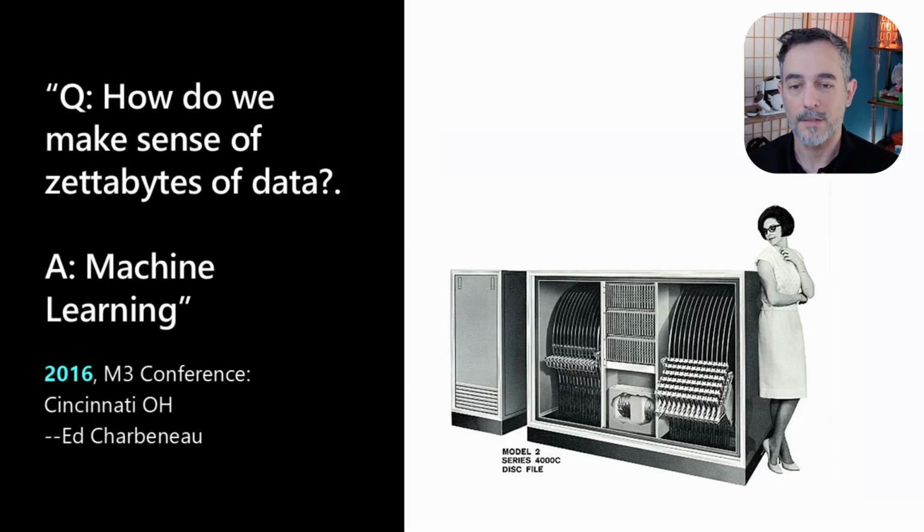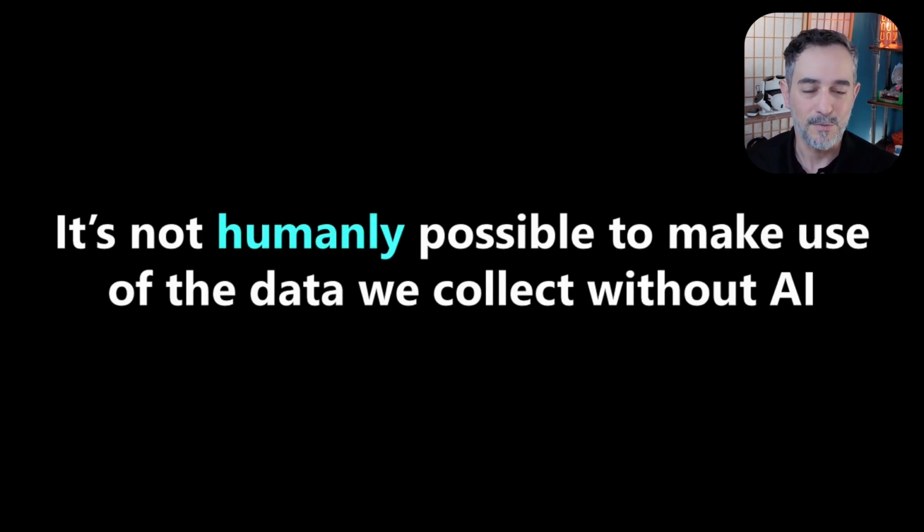So why does that matter? Well, we need to make sense of all that data we collect. And back in 2016, my suggestion for doing this was to use machine learning. The reason for that is really simple. It's not humanly possible to make use of all that data we collect without using some sort of AI. Today, machine learning is a commodity in the form of large language models, and the task of sifting through data for answers can be performed by human operators assisted by agentic systems.